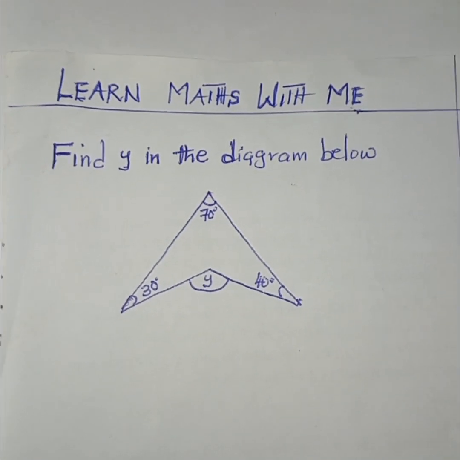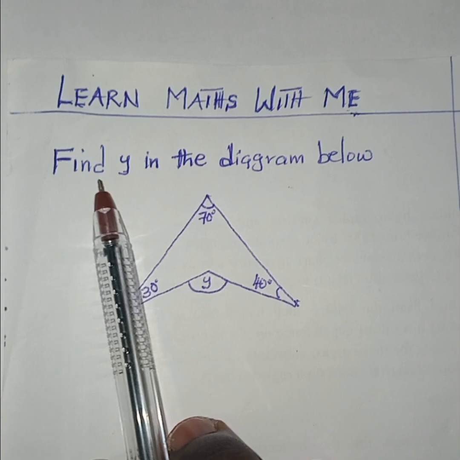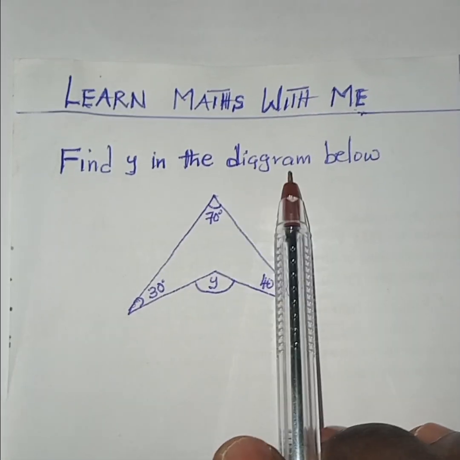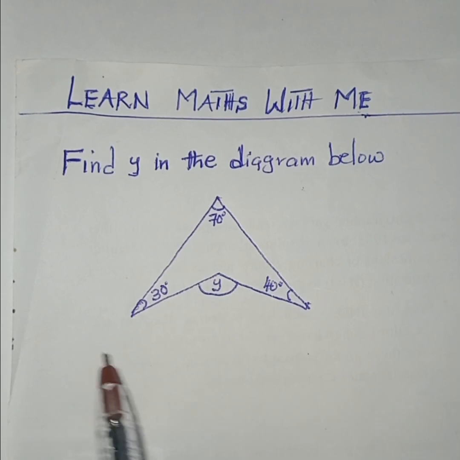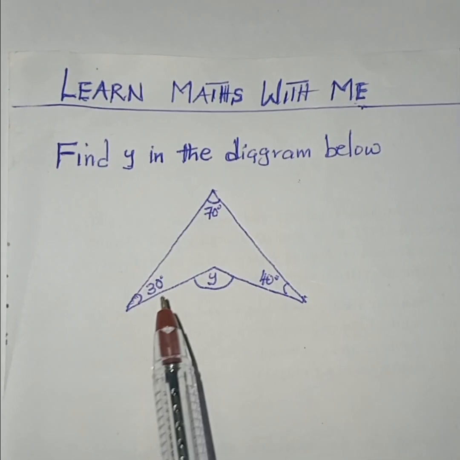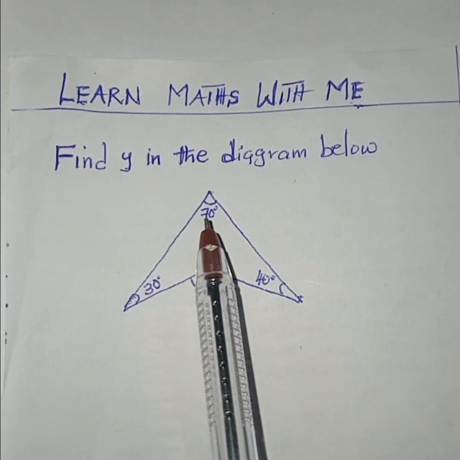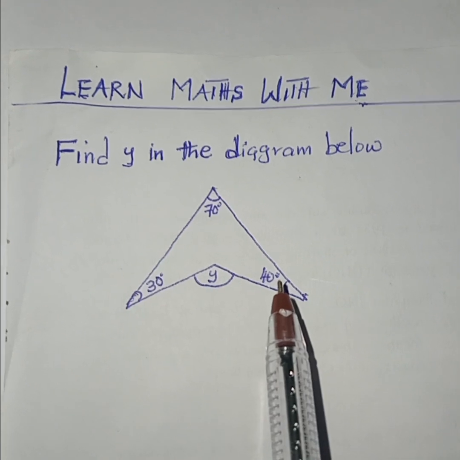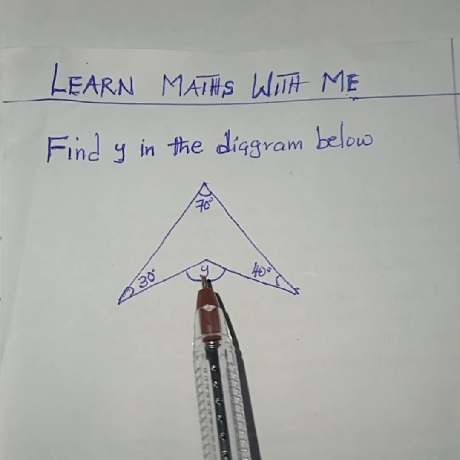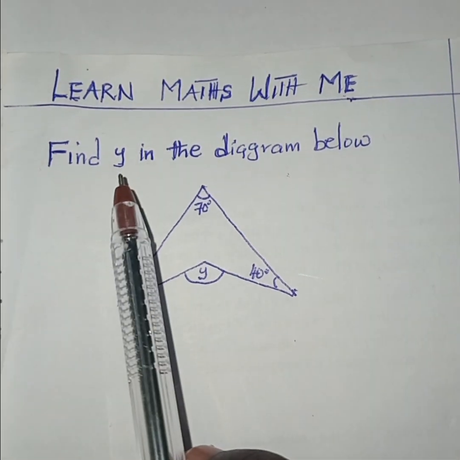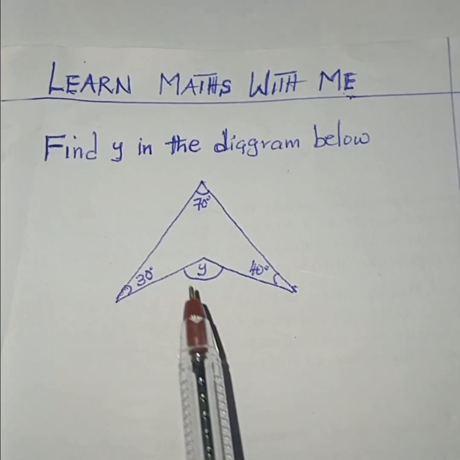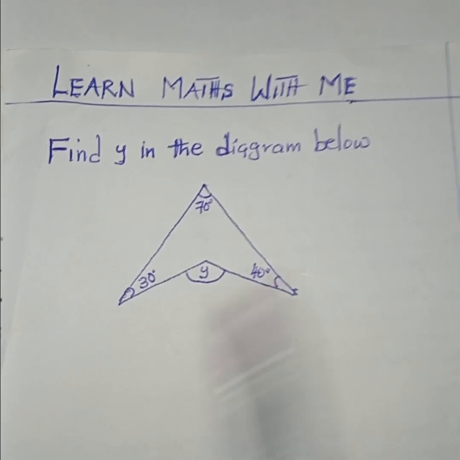So today I will be providing the solution to this question before us. The question says, find y in the diagram below. So this is the diagram, and here we have angle 30 degrees, angle 70 degrees, and angle 40 degrees, and we have y here. They ask us to find the value of y in this diagram.